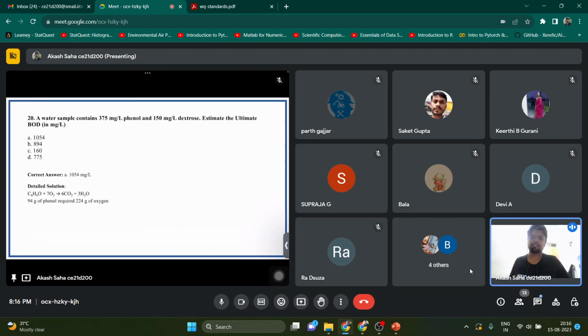So 94 gram of phenol will require 224 gram of oxygen if we see the molecular weight of both the things. So 375 milligram per liter of glucose will require 894 milligram of oxygen. So the BOD for phenol is 894, whereas for dextrose it is the same as glucose. 180 requires 192 gram of oxygen, and if we calculate for 150 milligram of dextrose, it would be 160. So 894 plus 160 will give me 1054 milligram per liter.